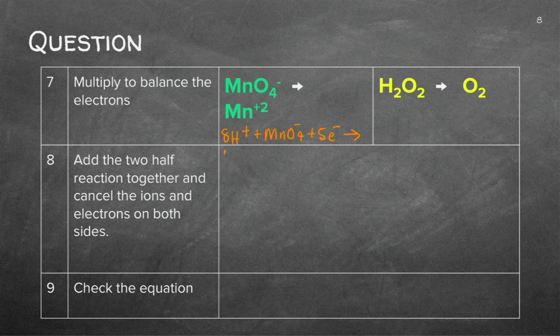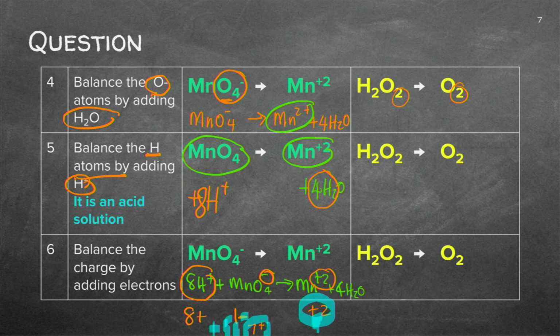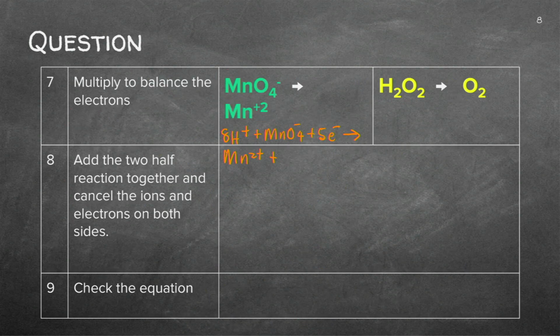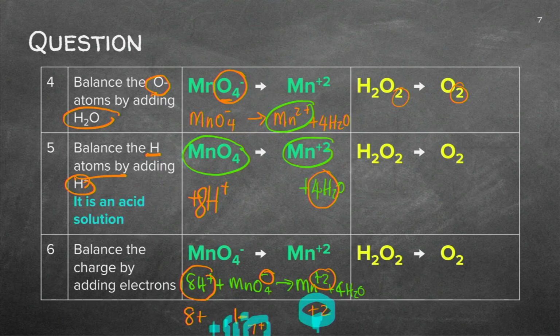It makes Mn2+. What did we add? We added 4 water, so we've got 4 water on that side. So in actual fact, my half reaction looks like that in the orange. On this side, let's go to that side. What did we have here?